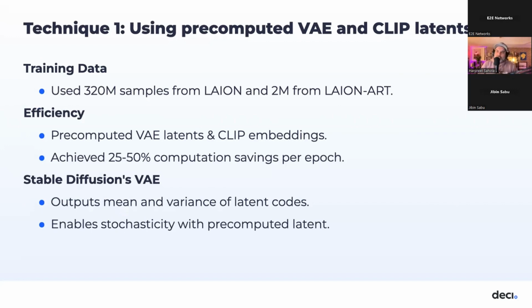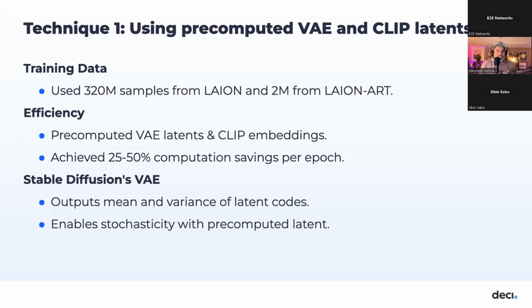So the UNet NAS, remember, we trained it on a 320 million sample subset of the Lion dataset, and fine-tuned it on a 2 million sample subset of Lion art. We actually only trained the UNet part of the latent diffusion model, right? So we didn't need to compute the VAE latents or the clip embeddings for every image every time. We compute them once before training, and then we cache these stored versions and use them later. This way we end up saving about 25 to 50% of computation at every epoch.